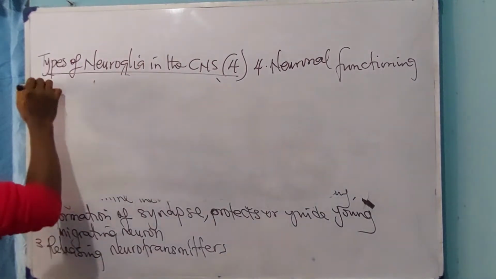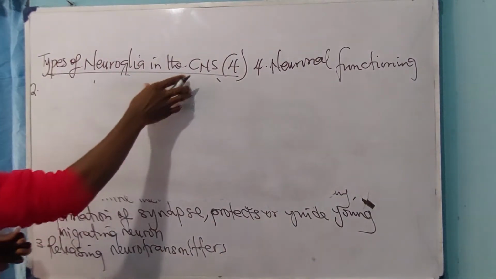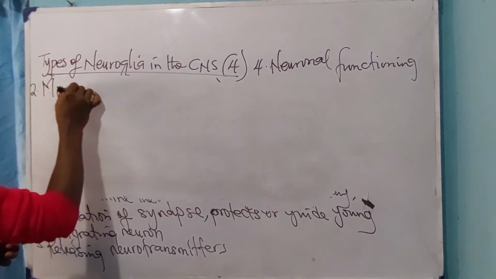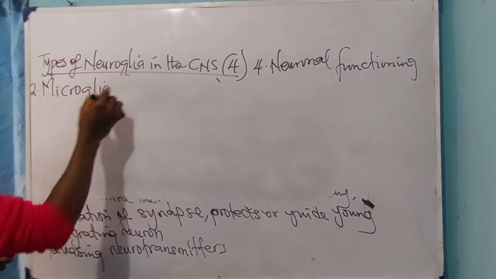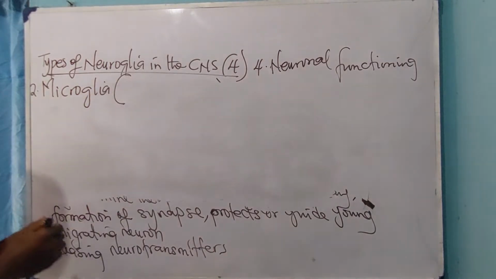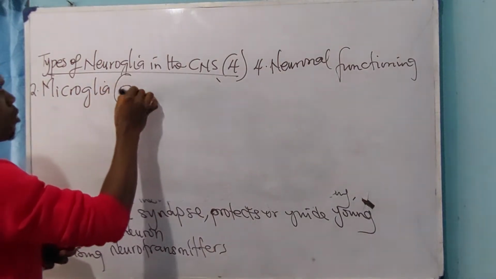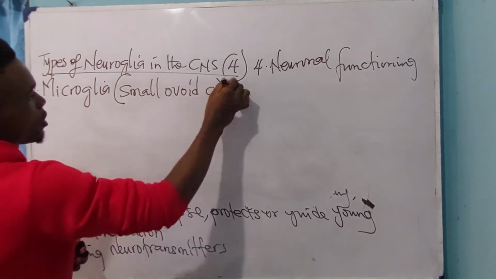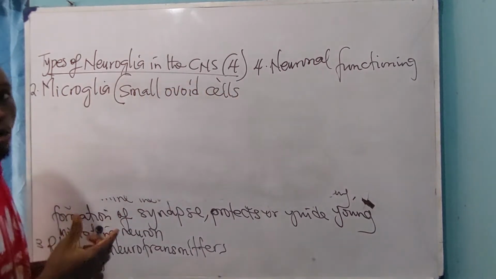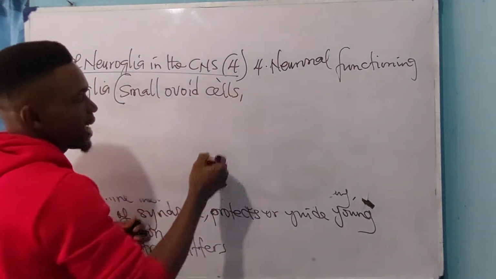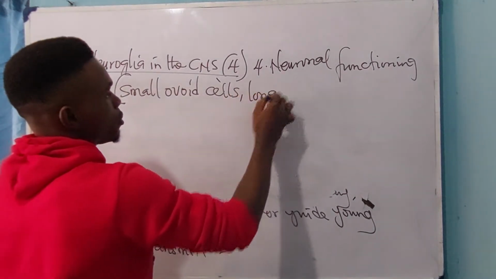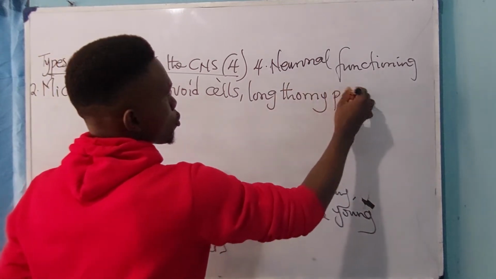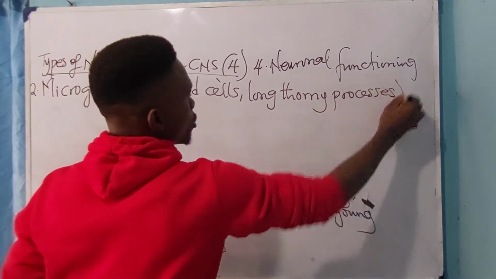All right, number 2 types of neuroglia in the central nervous system is the microglia. All right, these microglia are small ovoid cells, and they have long thorny processes.